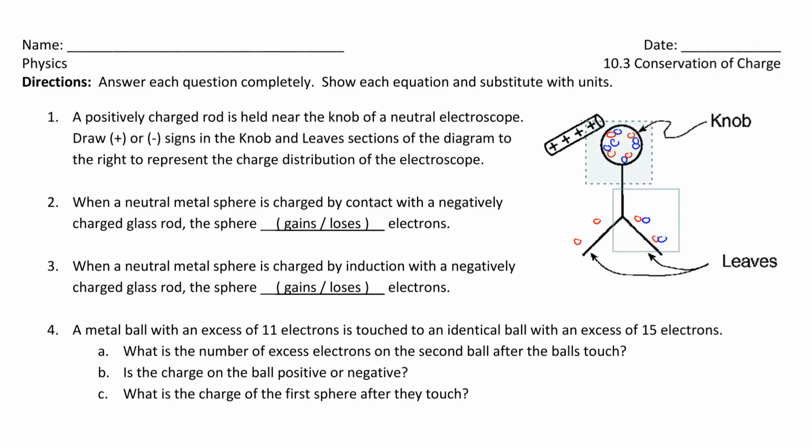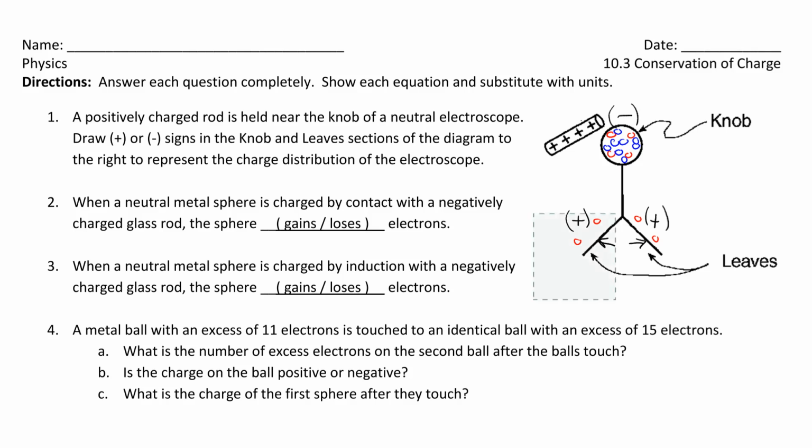And even though the leaves were initially neutral, with the same number of protons and electrons, now, as you can see, they're positively charged, and that's why the leaves separate. There's this force of repulsion. Since they're both positive over here, they're going to repel each other because like charges repel. And as you can see here, we have plenty of negative electrons on top, so the knob becomes negative. So that's the general concept.